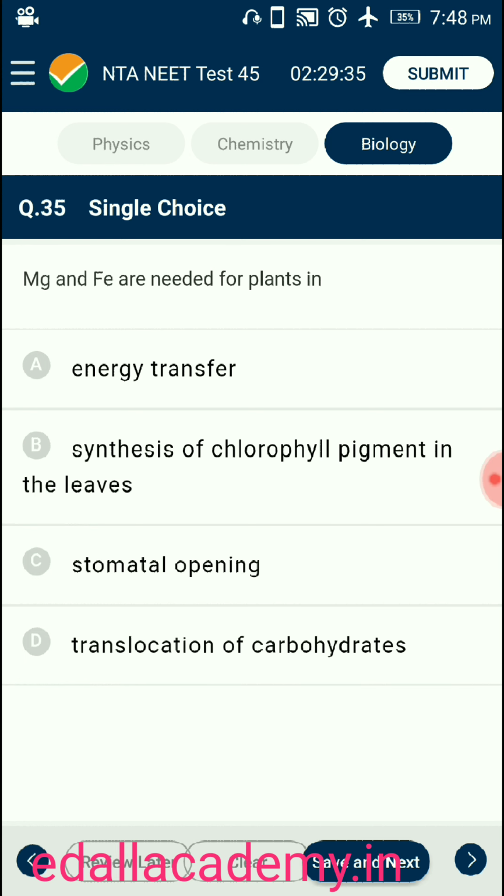Question number 35. Magnesium and Fe are needed for plants in. Magnesium is a structural component of chlorophyll. A chlorophyll molecule consists of a single magnesium atom present in the center, which is attached to 4 pyrrole rings. Iron is a functional component for the synthesis of chlorophyll. So the answer for this question is option B, synthesis of chlorophyll pigment in the leaves.